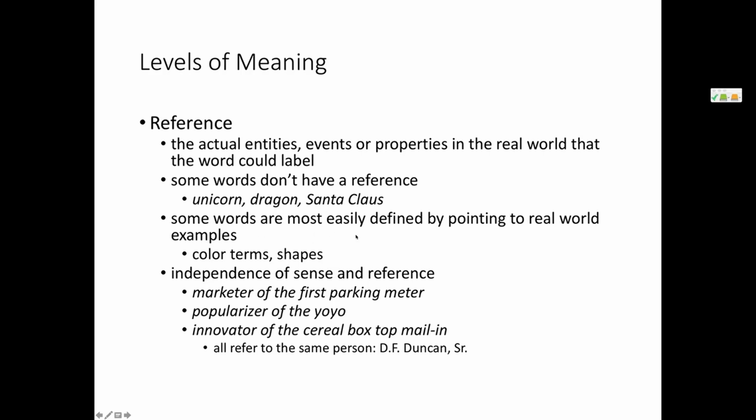So some words, it's easy enough to define them by pointing to the real world examples. So color terms and shapes. Define blue. Yeah, right? It's easier to just show a picture of something that is blue, okay? Or to indicate. Same thing with shapes. Triangle, okay, you can get that, but oval, it's like a roundish thing, but bigger on the bottom and smaller on top, or smaller at one end and bigger at the other end. It gets a little bit hard to really describe it, and it's easier to just point to one.